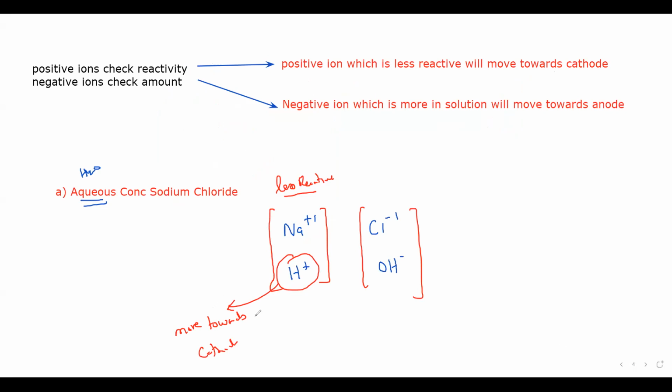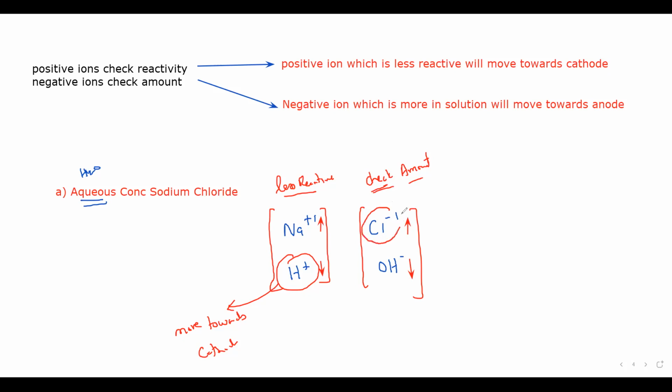So the positive ion will move towards the cathode, and what happens to the negative ion? You will check the amount. The negative ion which is more in the solution will move. So this is aqueous concentrated. When we say concentrated, it means we have more salt and less water. So which ion will move? For negative ion, we check the amount.